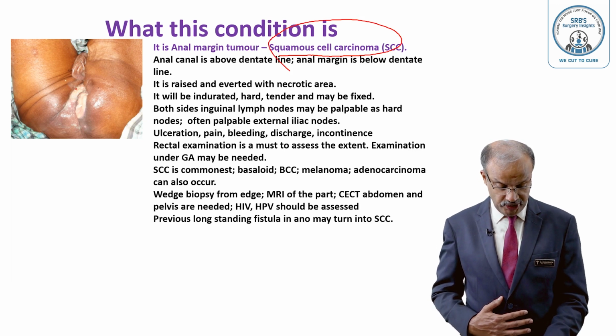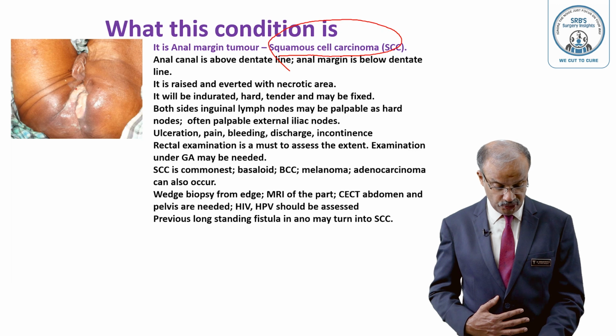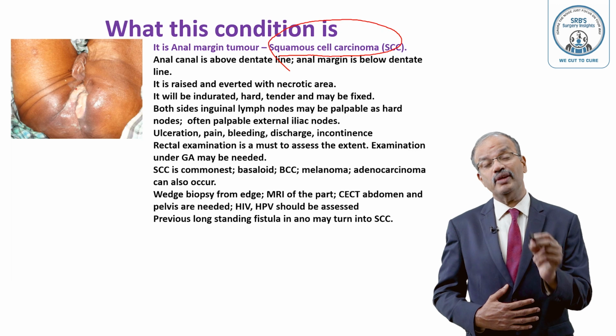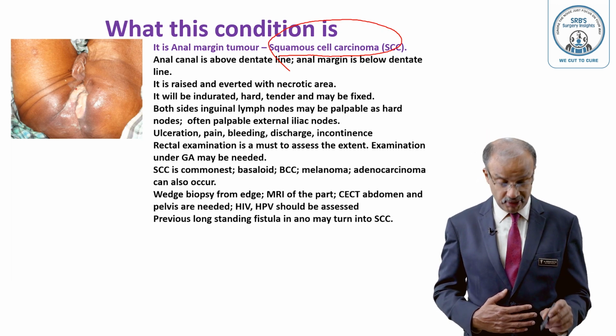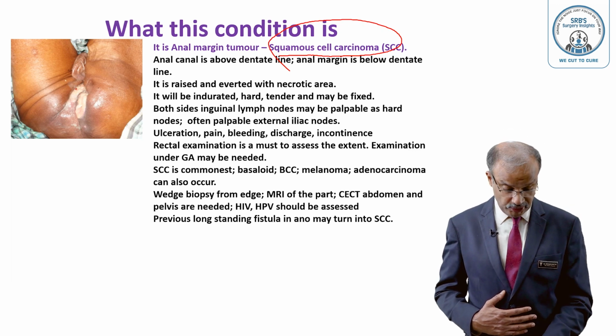Both sides inguinal lymph nodes, it mainly drains to the inguinal lymph nodes, maybe palpable as hard nodes, and often external iliac nodes are also involved. Ulceration, pain, palpable inguinal lymph nodes, distressing area, passing motion is difficult. Sometimes it goes so narrow that you may get a subacute obstruction also.